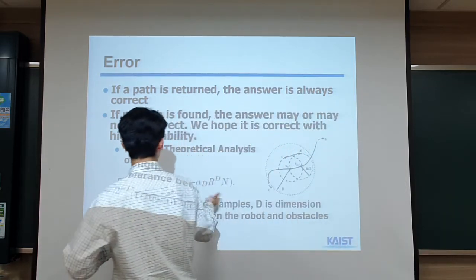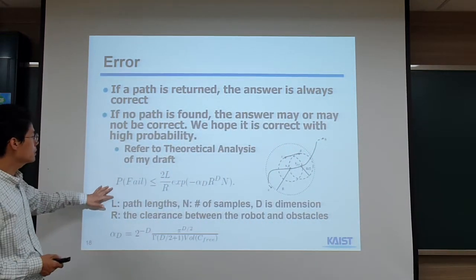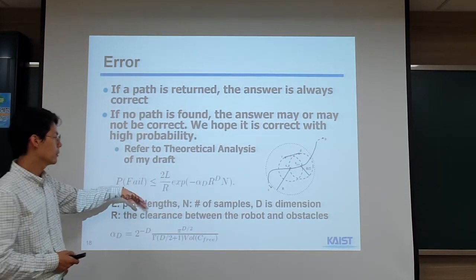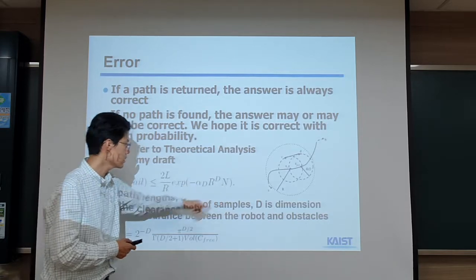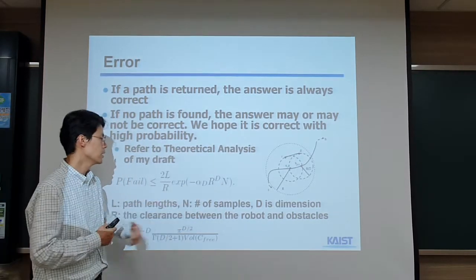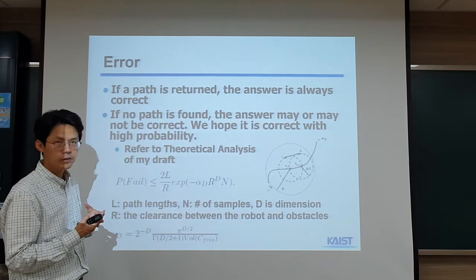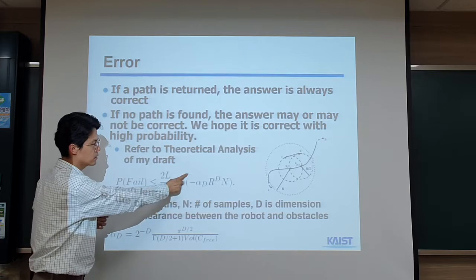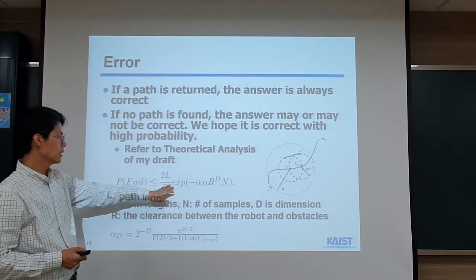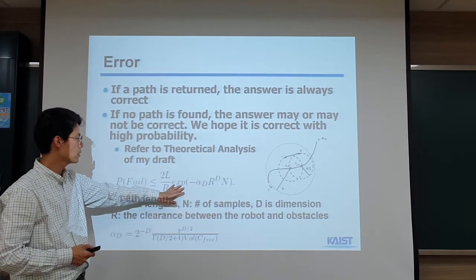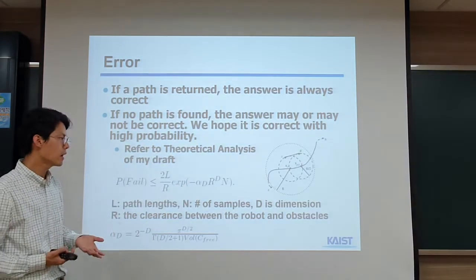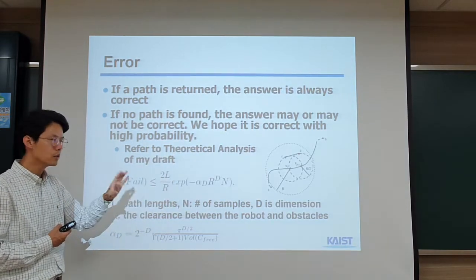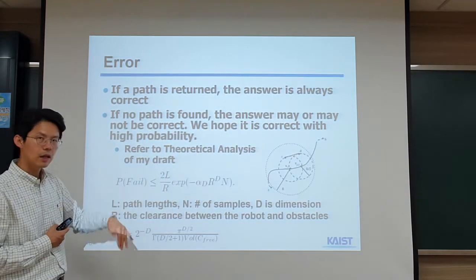But the main idea is the probability of your solution being incorrect. Here the capital N is the number of samples. In other words, as you get more samples, this is getting bigger, and here we have a minus with the exponential function. As you get more samples, this value is getting down and down. In other words, the error of being incorrect is getting down and down.